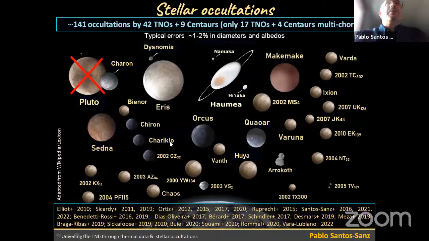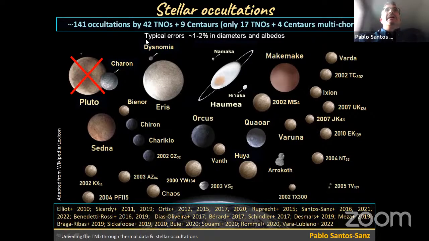Well, in spite of this challenging situation, we have predicted and observed around 140 occultations by 42 TNOs and 9 Centaurs. So the point here is that only around 20 of these are multi-core. This means that they have been observed from more than two sites, well separated within the shadow path.